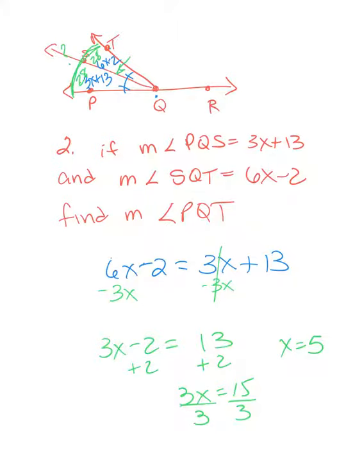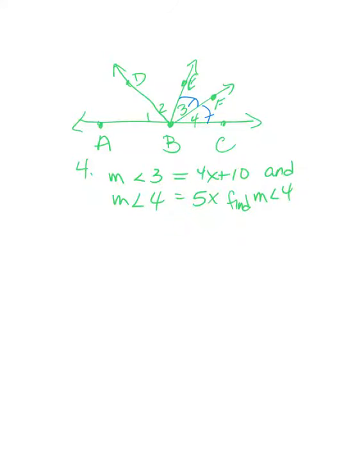56. So the measure of angle PQT is 56 degrees. That is your answer. The first thing I'm going to do is read the directions. It says BF bisects angle CBE, which means those two little angles are equal to each other. I put in my tick marks because now they're telling me that angle 3 measures 4x plus 10 and angle 4 measures 5x. So I know they're equal to each other, so I know how to get into the problem.